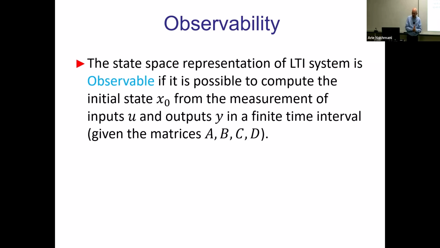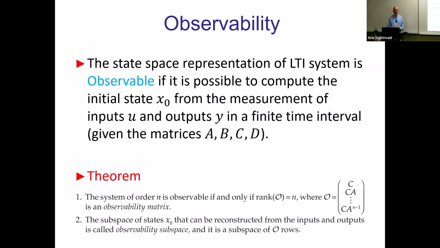So observability means, is it possible to compute the initial state x0 from inputs and outputs given in time? Because this is where you have access always. So you need to have all the matrices, obviously, A, B, C, D. You need to have inputs and outputs, the input you design and the output you can measure with your sensors. Then given all of the data that you have, you can compute x0. This is what observability means.